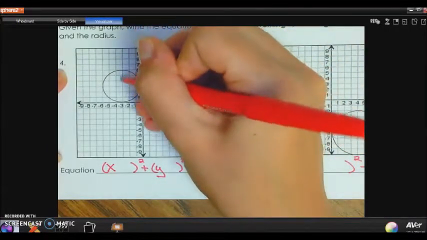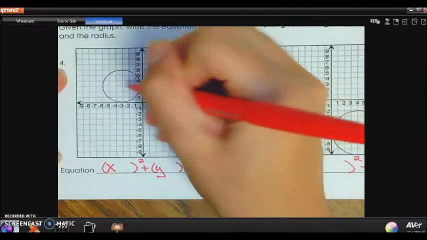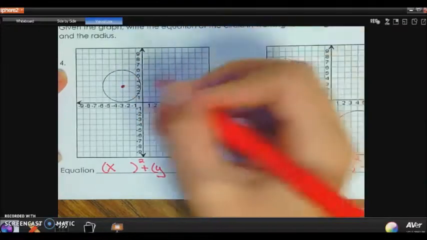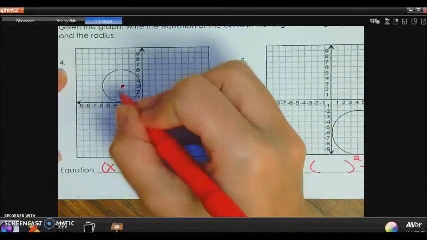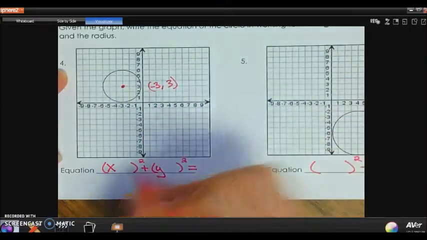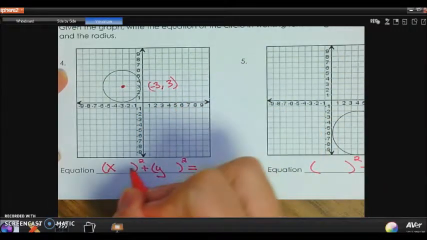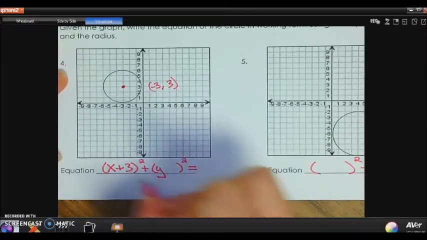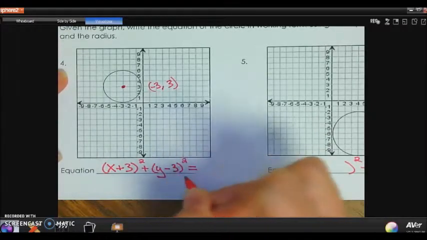And the first thing you want to do is find your center. So it looks like the center is right there. So in this case, my center is negative 3, 3. So negative 3, 3. So when I go to put that into this, I do the opposite. So it'll be a plus 3 with the x and a minus 3 with the y.